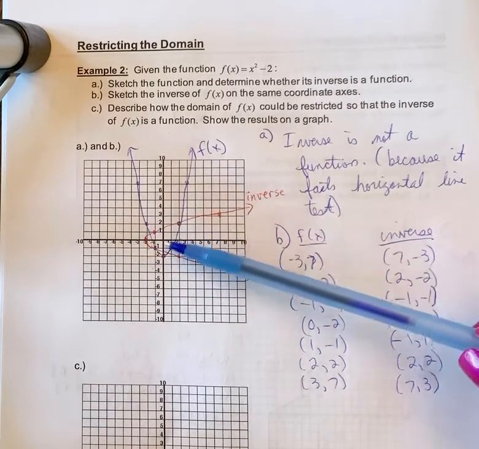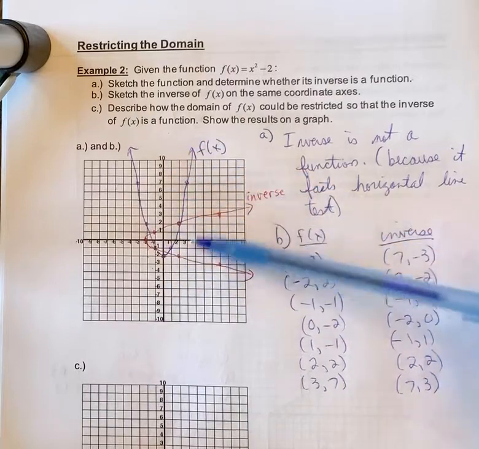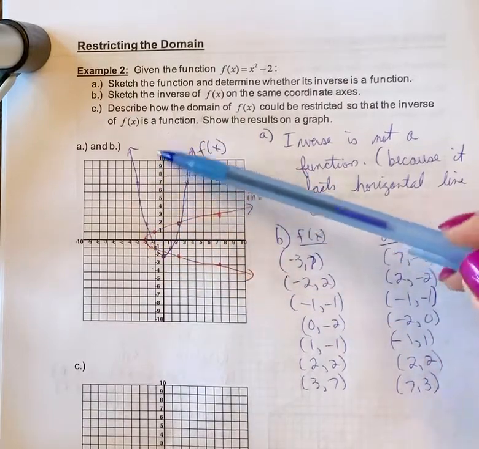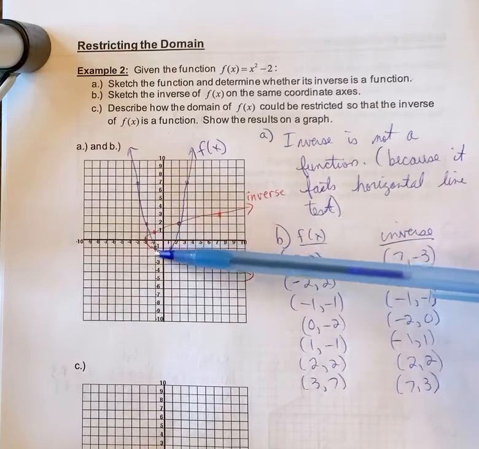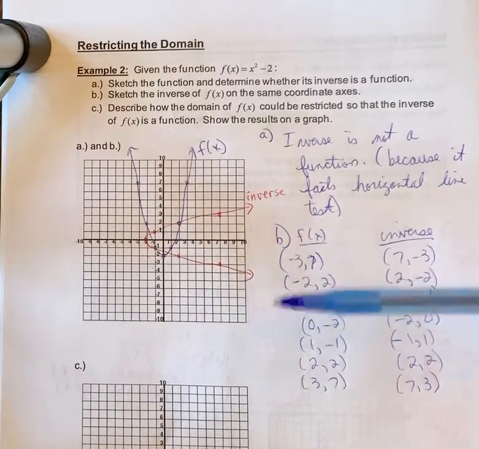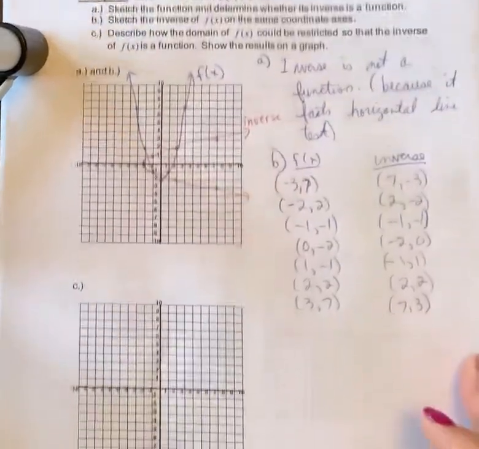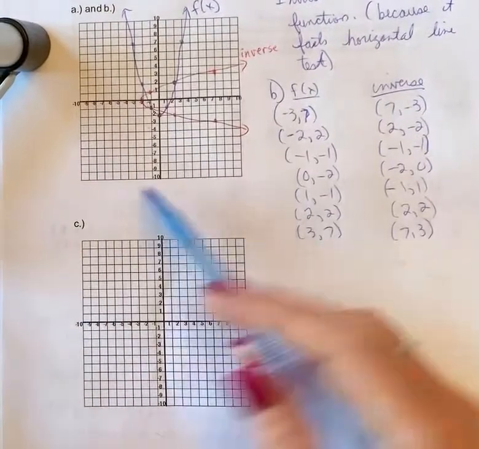So in order to do that, we really are looking at either the right-hand side, which corresponds to the top half, or the left-hand side of f of x, which would correspond to the bottom half of the inverse. So let's just make a little bit of notes about that right now here for part C.